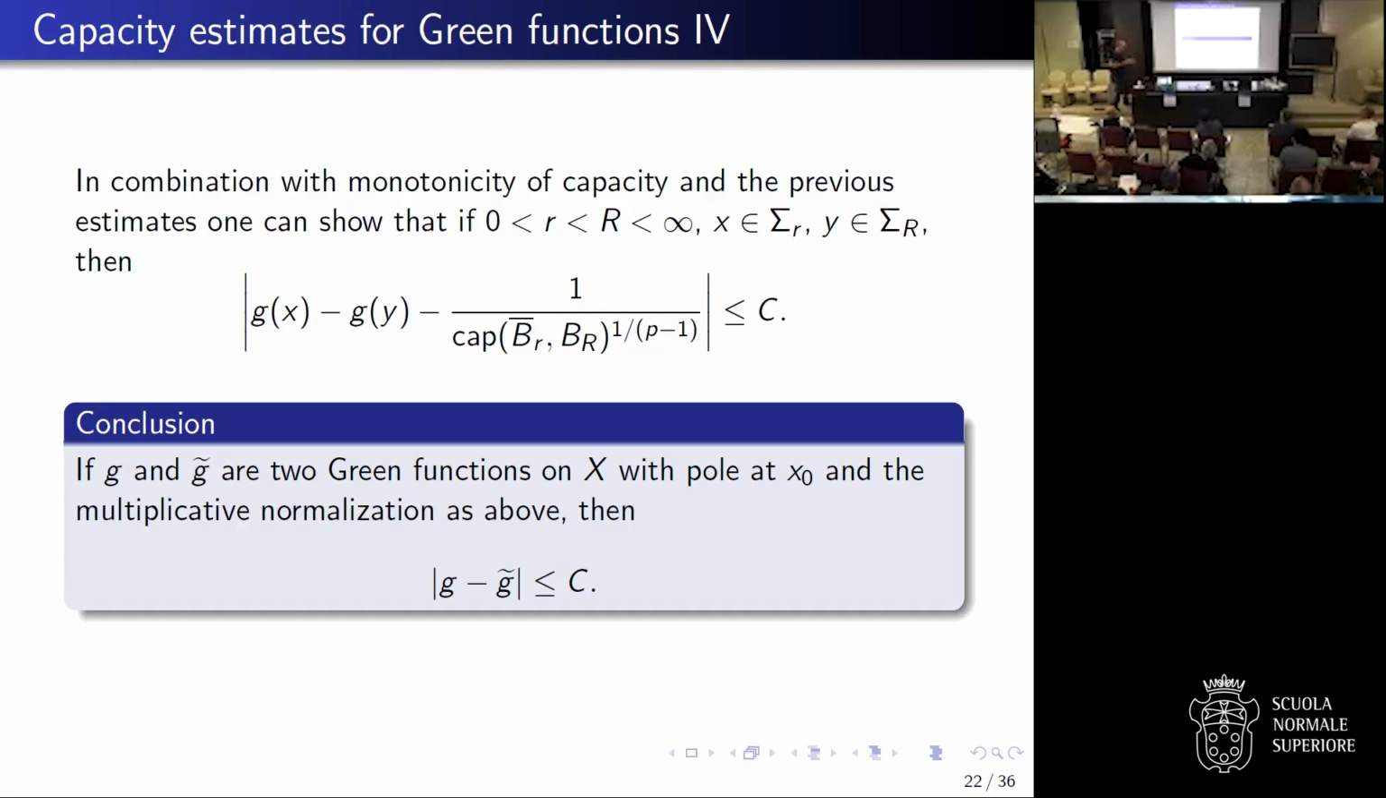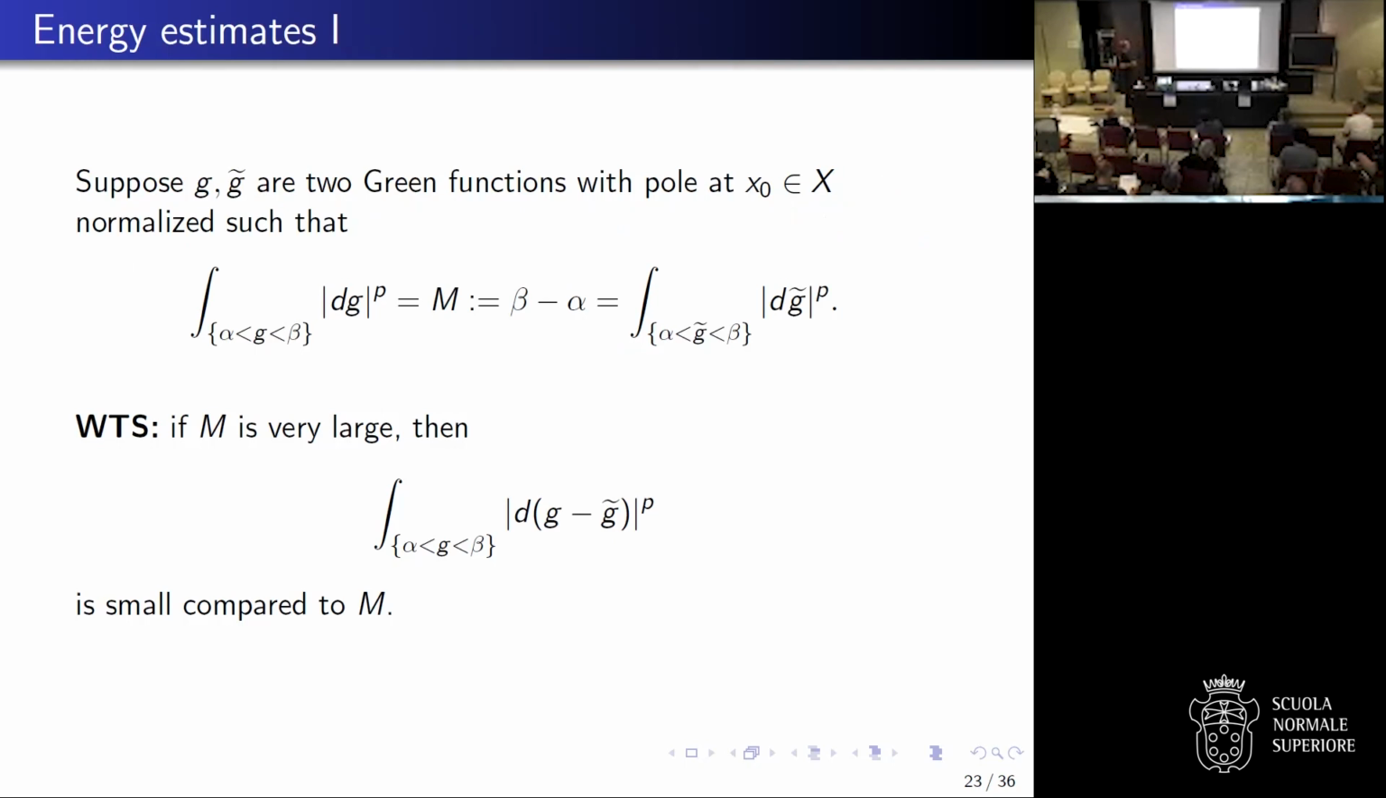So now the next step is to get these energy estimates. Remember, this was the third part of my argument. And let's somehow set this up. So now let's suppose we have two such green functions, and let's suppose that they are normalized in this sense, with the right multiplicative normalization, so that if you look at the energy sitting between two levels, then the energy is just the level difference. So for the rest of this argument, alpha and beta are arbitrary here, but think of alpha and beta for now as fixed, but the difference being very, very large. So we have a very, very large M here.